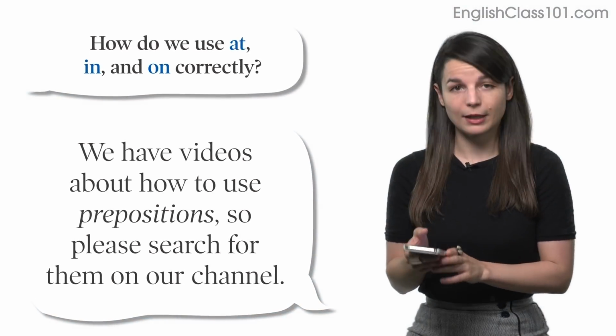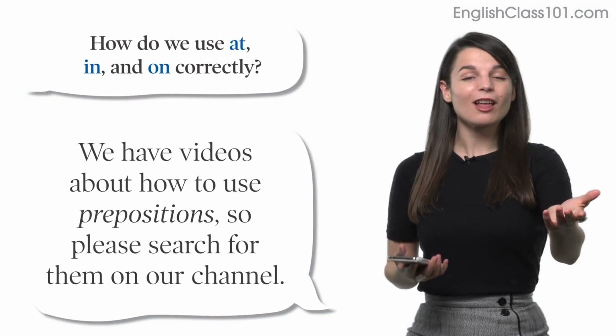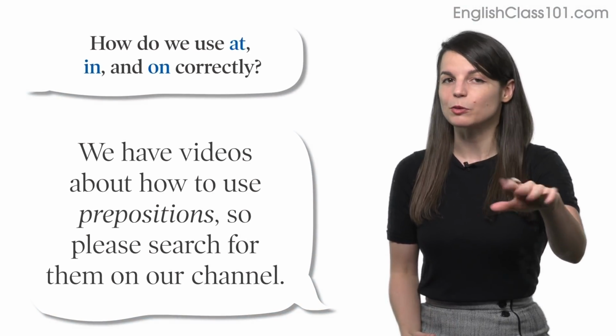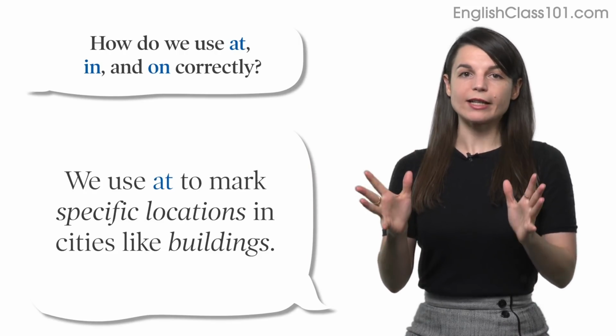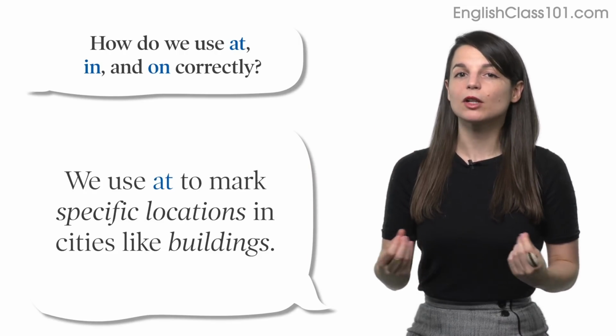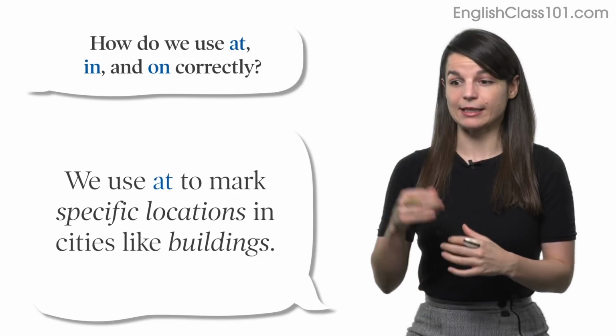Okay, very quickly, because there are videos on the channel about how to use prepositions, so please do a search and check them out. Very quickly to review, let's begin with at. We use at to mark specific locations in cities. That means like buildings.